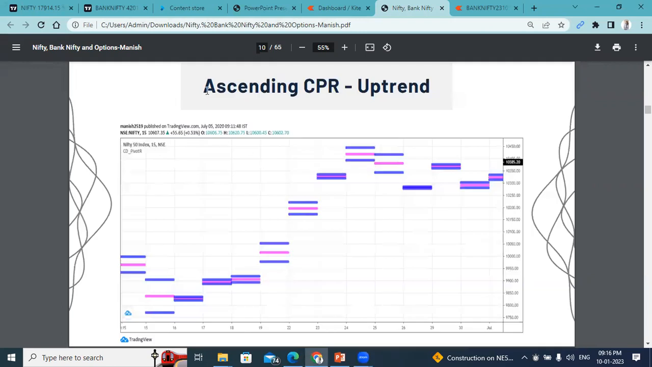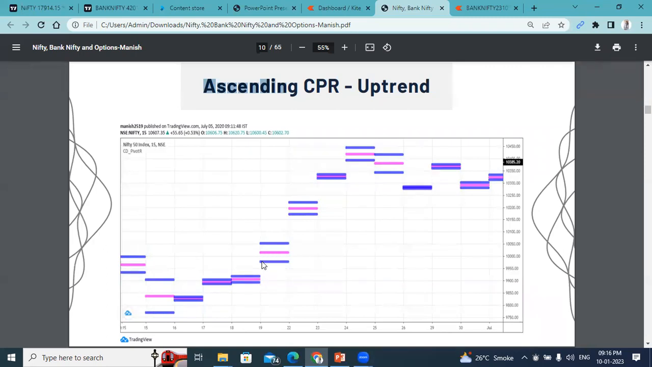First, I will explain the concept of ascending CPR. See, I have hidden the prices. मैंने prices को hide किया है. We only have CPR lines, to make you understand the concept of ascending CPR. Now I will compare two trading sessions back to back. Let's say this is 18 and this is 19. ये दो trading sessions को compare करते हैं.